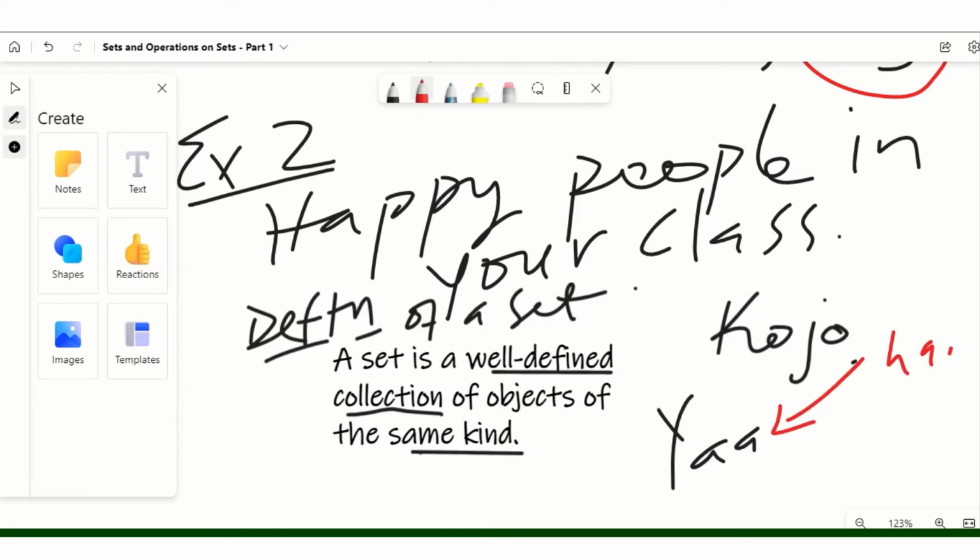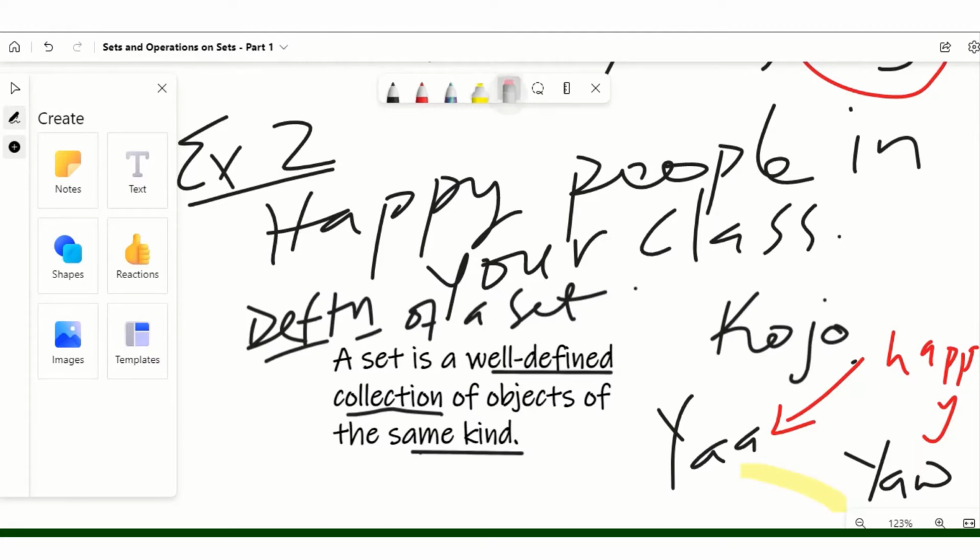Kojo can say Ya is happy, but Yao may disagree. Okay, so let me use a different color to bring the differences out.